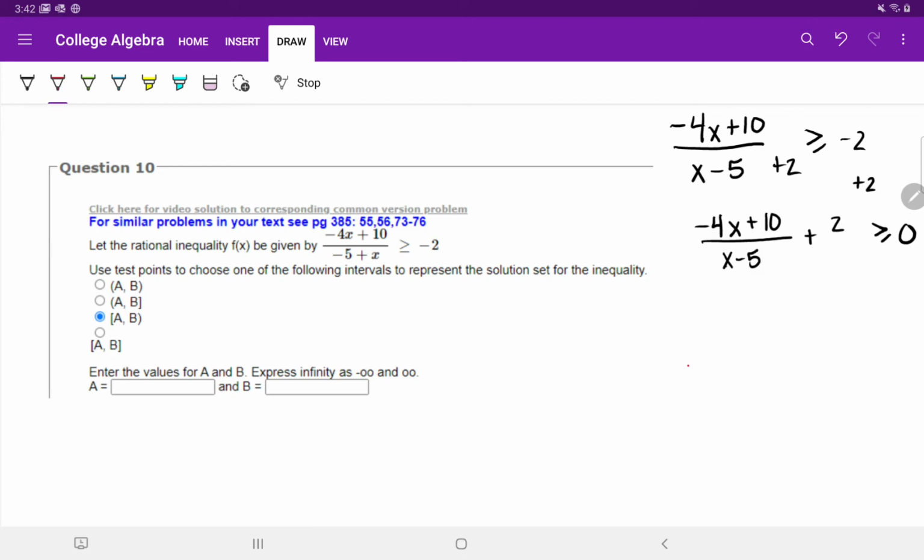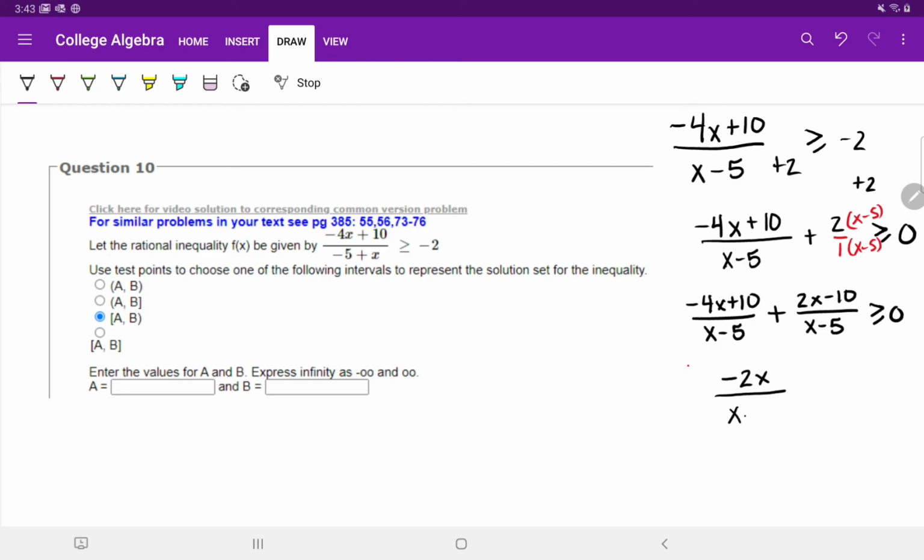Now over here on the left, we need to turn this into a single fraction. So this is a 2 over 1. We need to find a common denominator, x minus 5 over x minus 5. That'll give us our common denominator. So we'll have negative 4x plus 10 over x minus 5 plus 2x minus 10 over x minus 5, greater than or equal to 0. We have a common denominator, so we can add the tops. We end up with negative 2x, and the 10's cancel, over x minus 5. Okay, we finally got a simplified version of our problem that has 0 on the right.